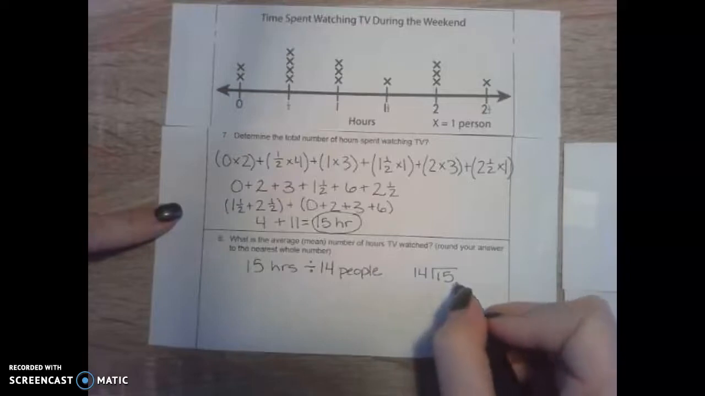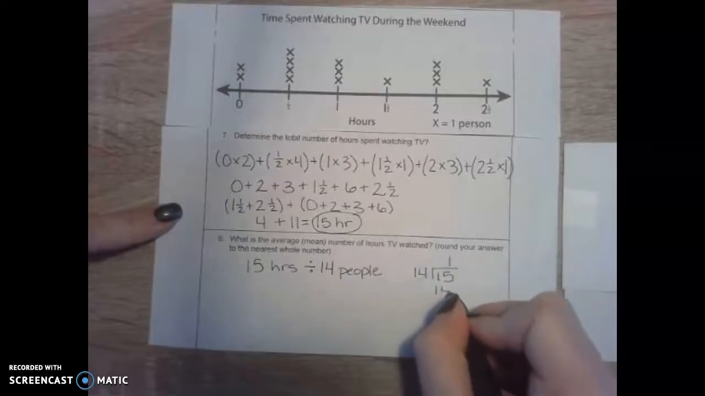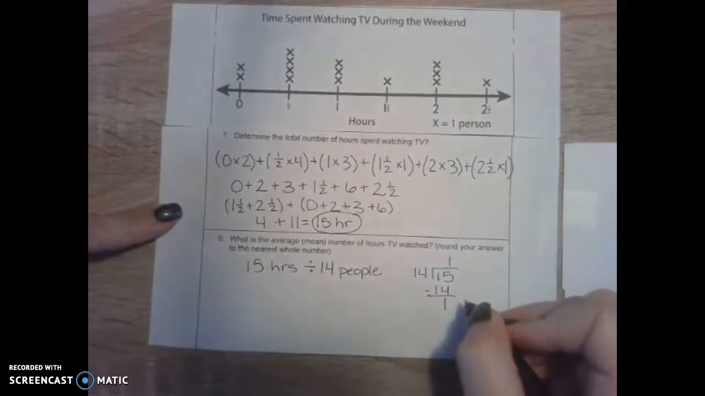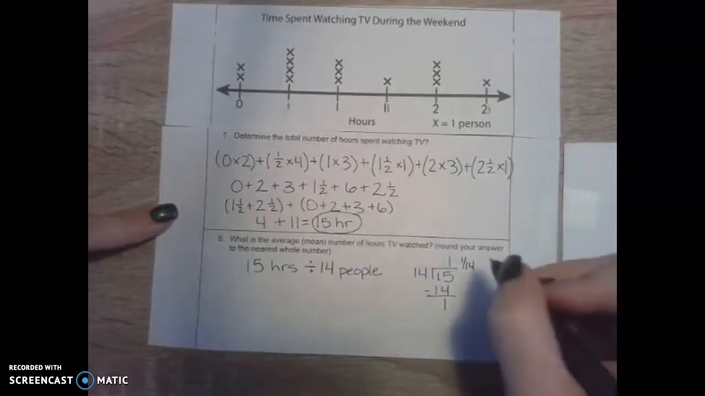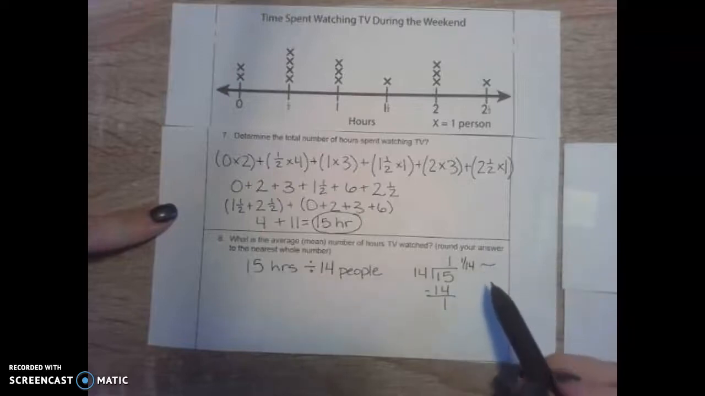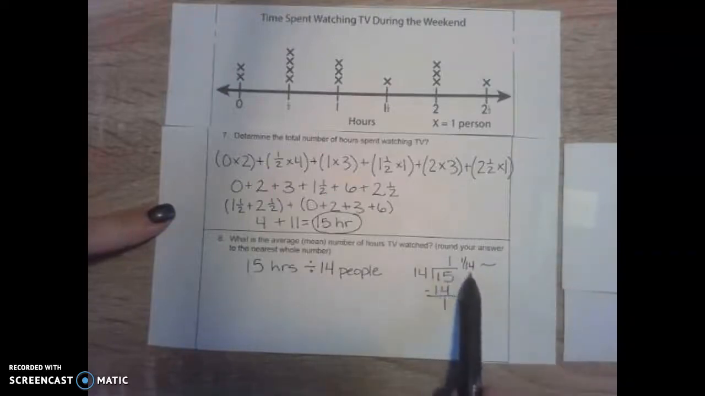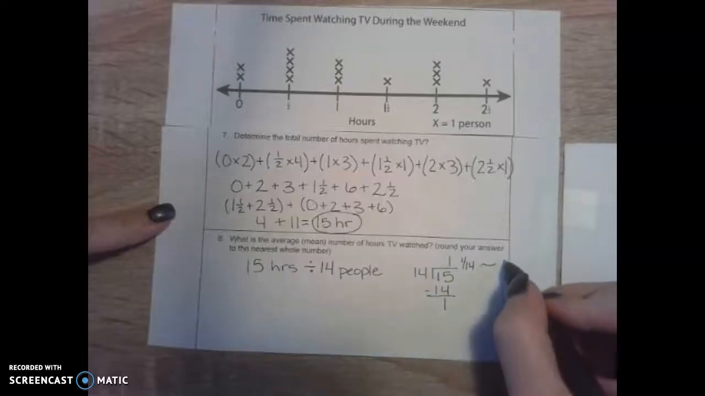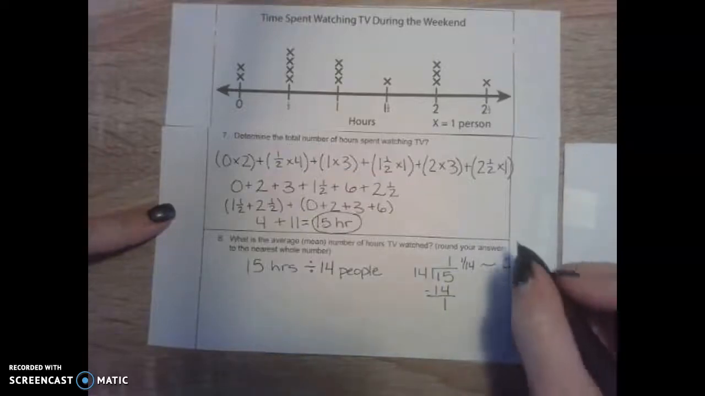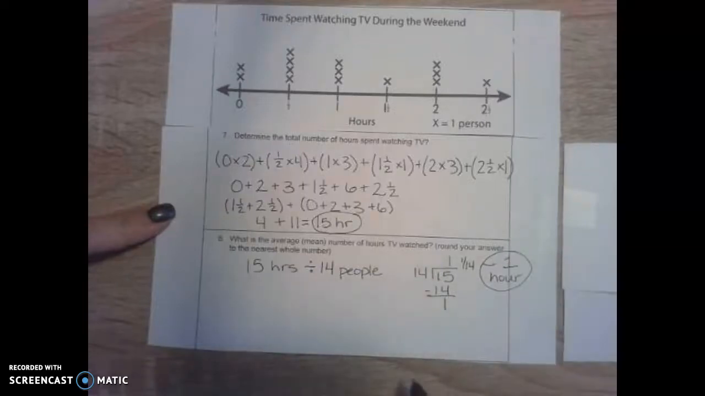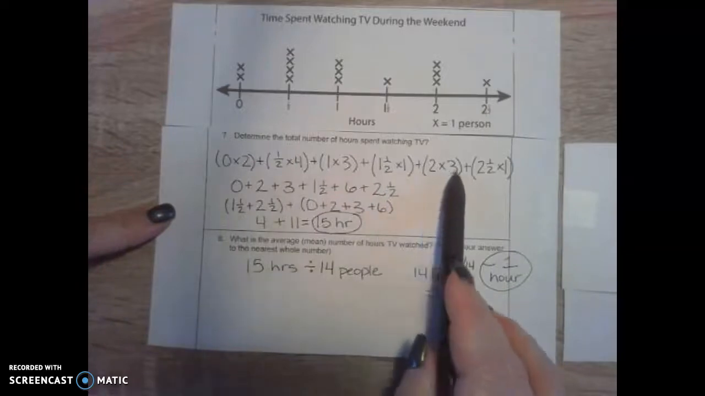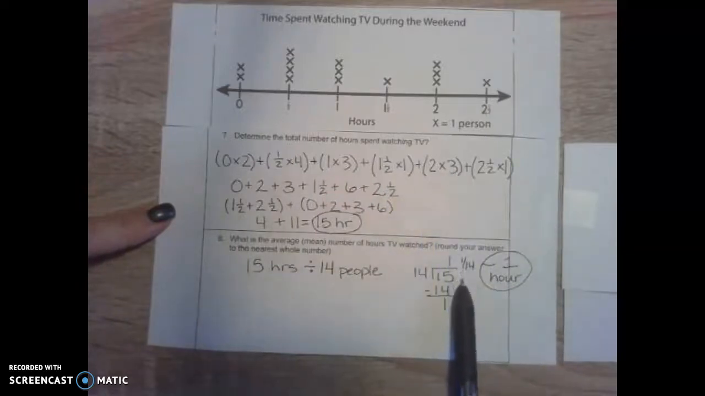Okay, 14 can go into 15 only one time. I used 14 and I have 1 left. So my remainder is 1/14 of an hour. But I have to round that to the nearest whole. So 1 hour and 1/14. 1/14 is very close to 0, so this is simply going to round to 1 hour. So the average amount of time that these 14 people spent watching TV equals 1 hour.